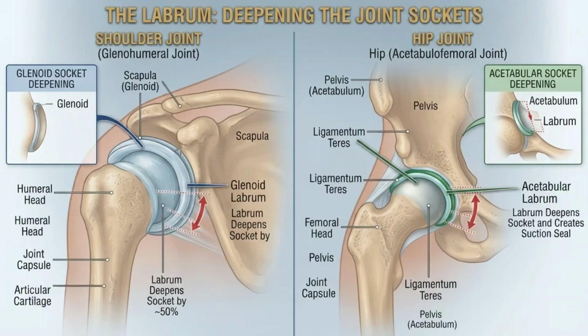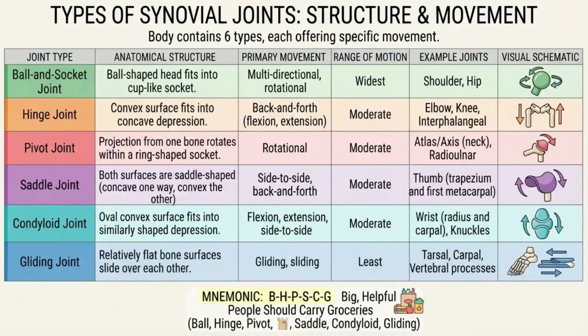This is particularly important in the shoulder, where mobility is very high and stability depends on several interacting structures. Synovial joints can be classified according to the shape of their articular surfaces and the movements they primarily allow. The six major types are plane joints, hinge joints, pivot joints, condyloid joints, saddle joints, and ball and socket joints. Let's go through each one.